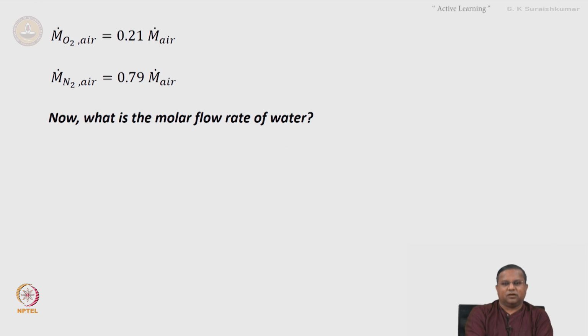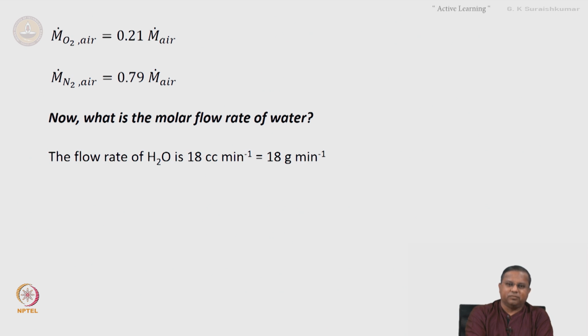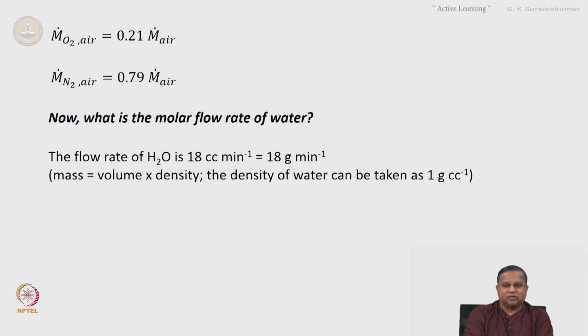Now, ask this question: what is the molar flow rate of water? It is already given in the problem, but in a form that needs to be converted. The form given in the problem is 18 cc per minute. It is 18 gram per minute, you can write this down and ask the students why. Some would give the answer, and then you might need to explain it to some. Mass is volume times density, and therefore, if the density of water is 1 gram per cc, 18 cc per minute would be 18 grams per minute.